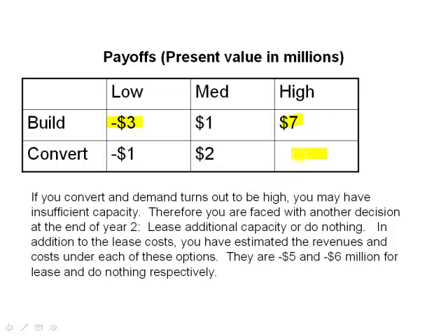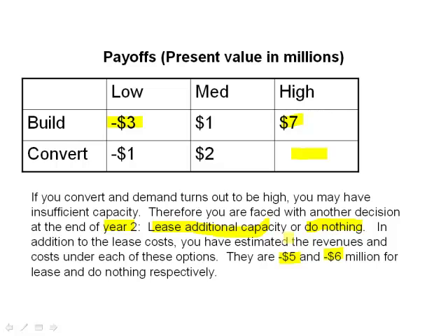If we convert, remember that gives us relatively low capacity relative to building. If we convert and demand turns out to be high, that's not a great situation. And if that happens at the end of year 2, because it's not a great situation, we're going to have to make another decision. And that's to lease some additional capacity or do nothing. And you can see that the payoffs, the net present values, coming back to today from those two options are negative $5 million and negative $6 million.